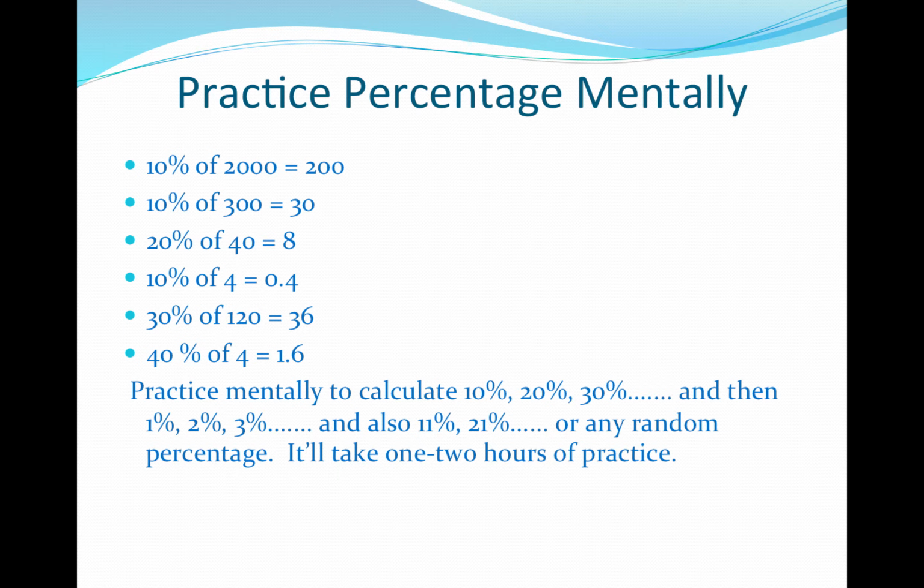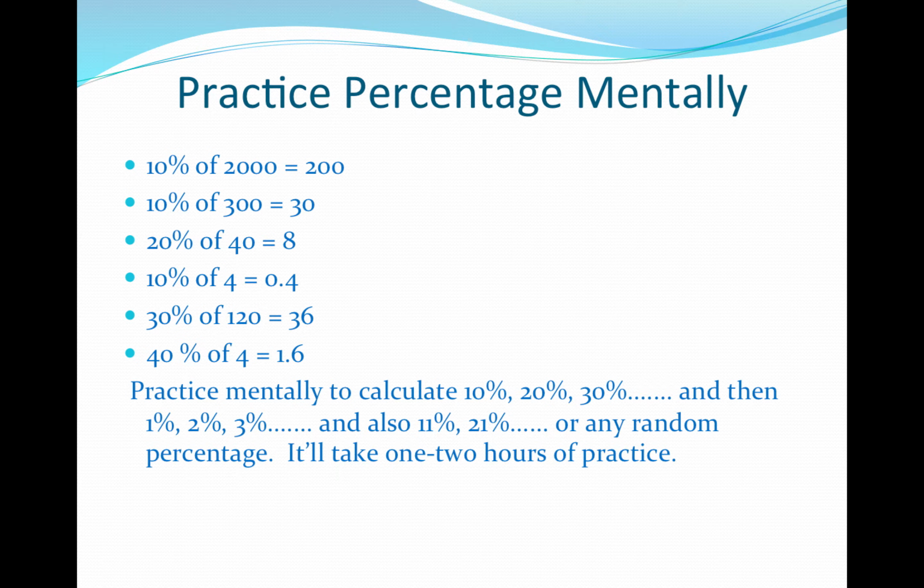1% of 300 is 3. 1% of 40, so just divide it by 100. So 1% of 40 is 0.4 and 2% of 40 is 0.8. Now 1% of 4 is 0.04. 30% of 120 is 36. So 3% of 120: 1% is 1.2, and 3% is 3.6, and so on.